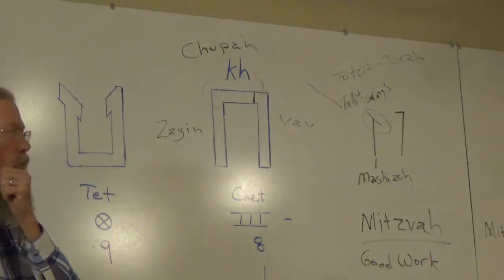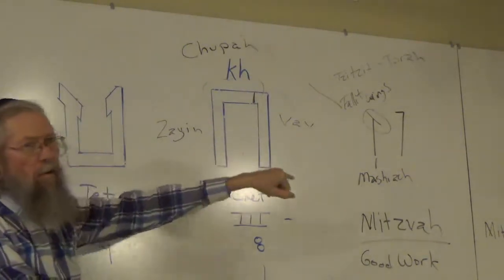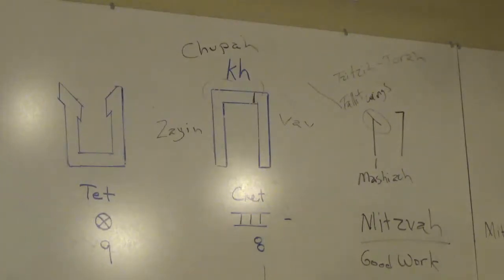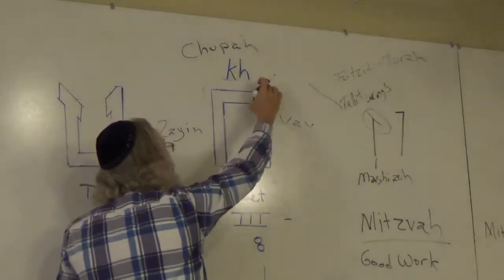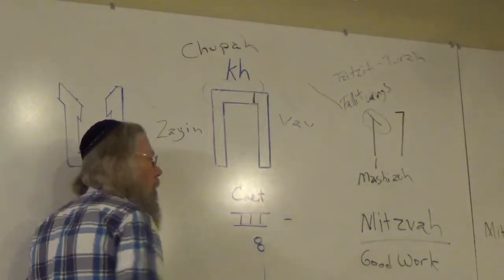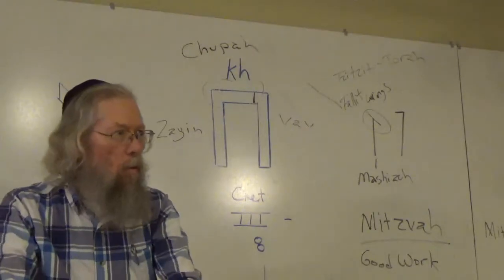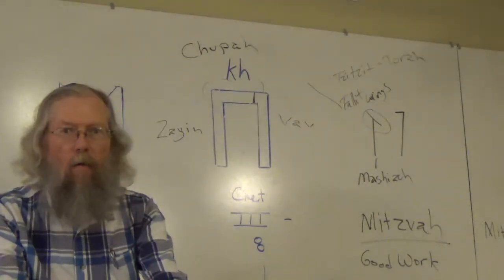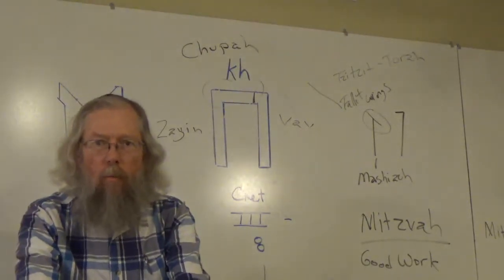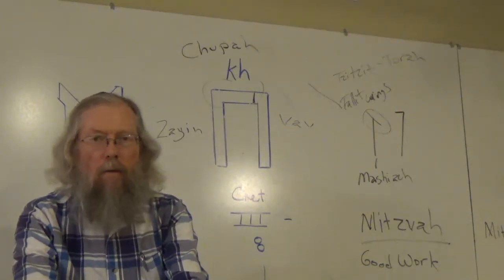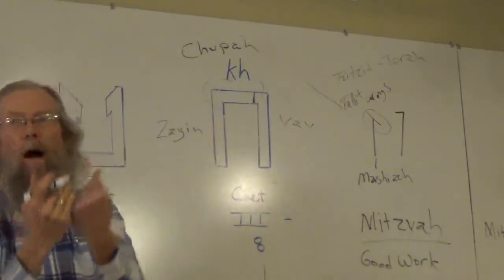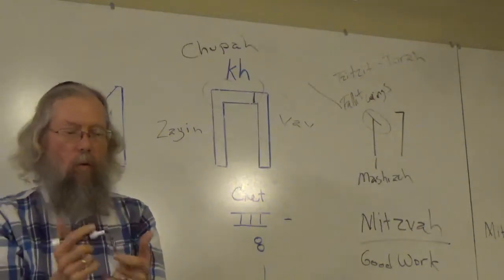By the way, chuppah starts with what? Chet. Chuppah. And we told you that this is the act of the wedding ceremony. This is the coming together of the bride and the groom, that the groom invites the bride to come under his wing, under his protection.